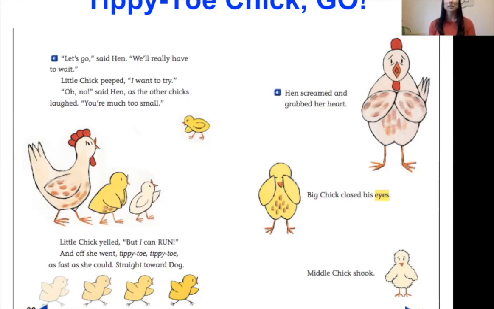Little Chick yelled, "But I can run!" And off she went, tippy-toe, as fast as she could, straight toward Dog.